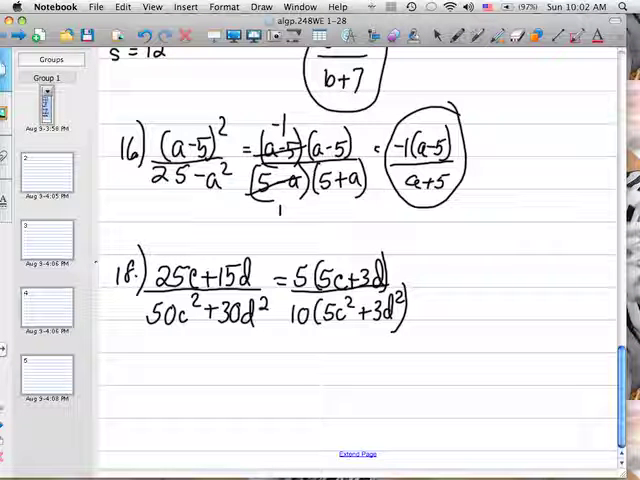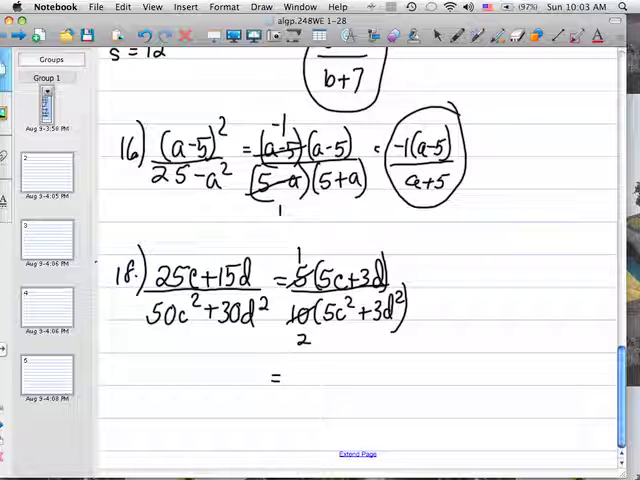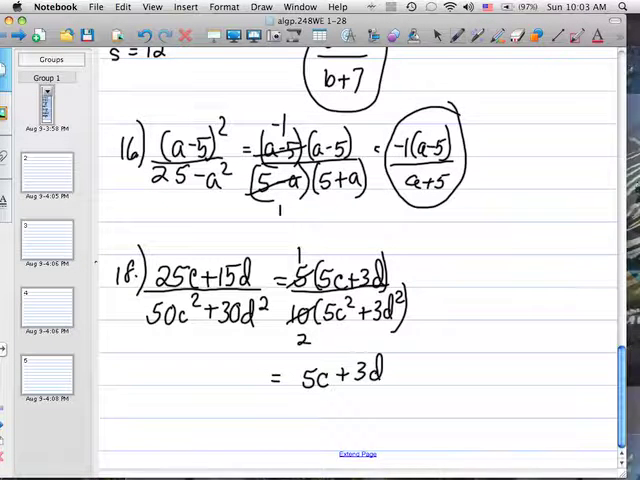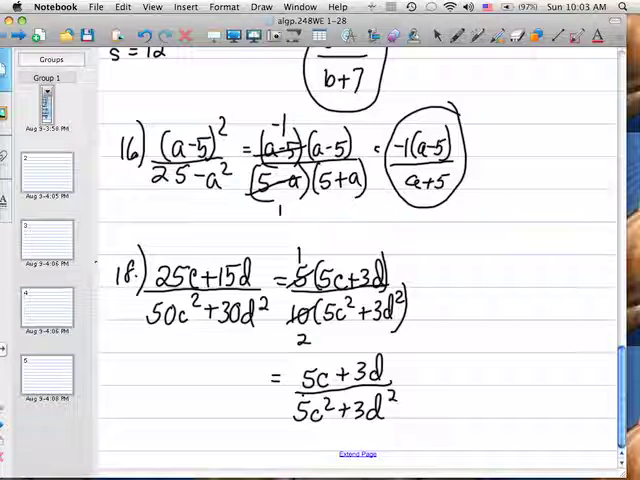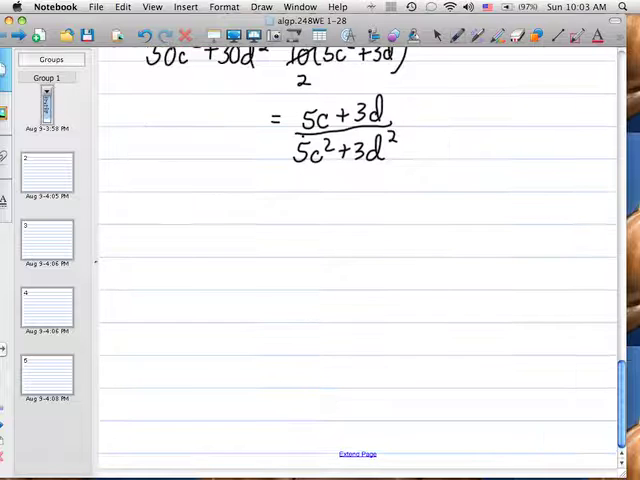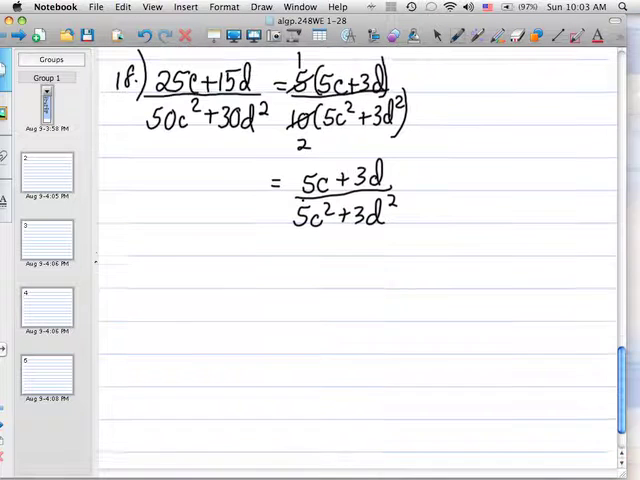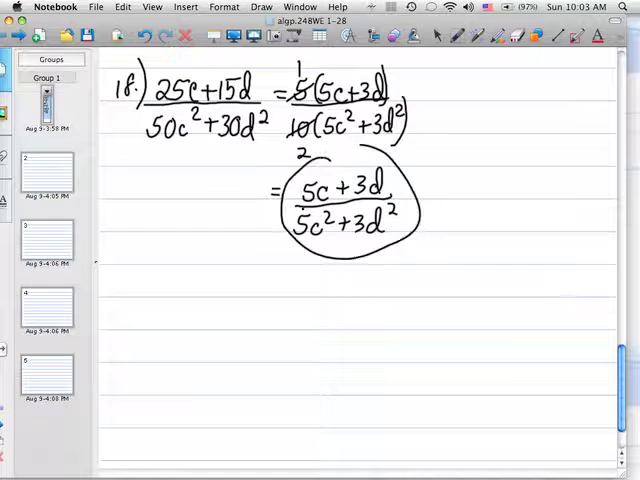You can cancel the 5 and the 10. So our answer would be 5c plus 3d over 5c squared plus 3d squared. And there's nothing you can cancel. They are being added together. So this is your answer.